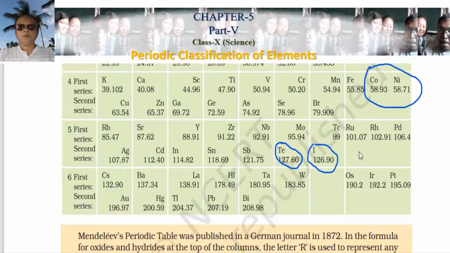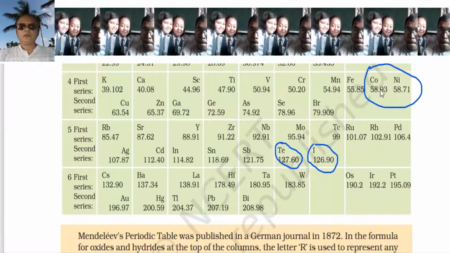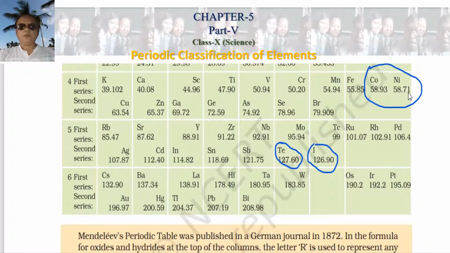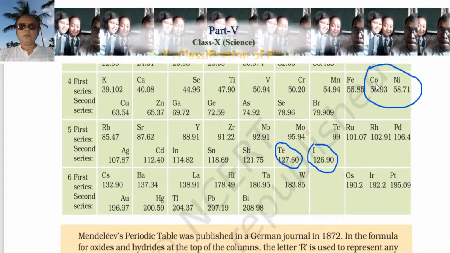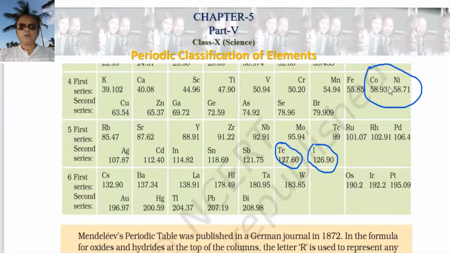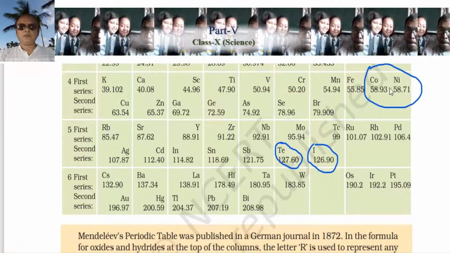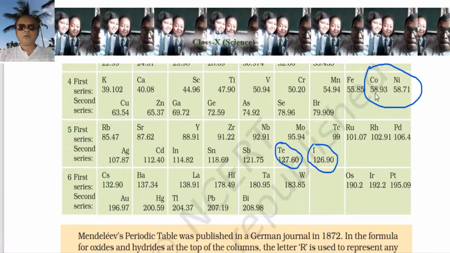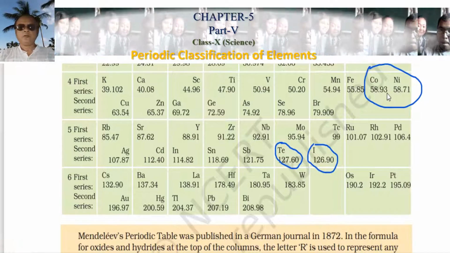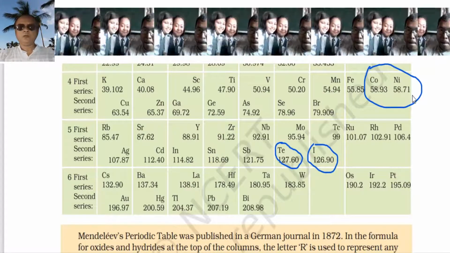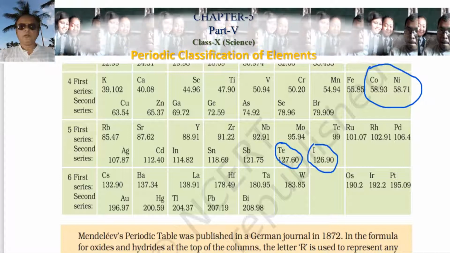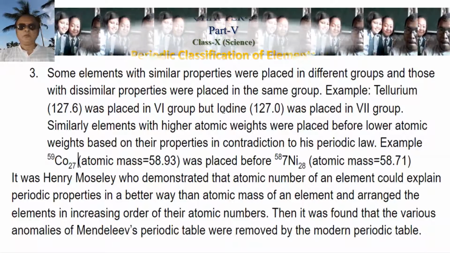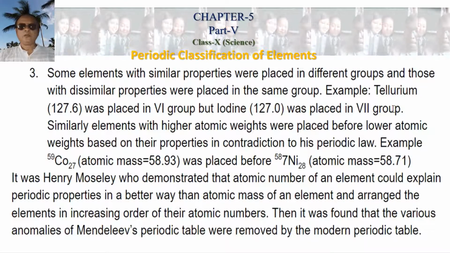Similarly, the atomic mass of cobalt is 58.93 and nickel is 58.71, which is less than cobalt. So the atomic mass of cobalt is more than nickel, but nickel is placed after cobalt. So there is a confusion here also. It was not periodic. It contradicts the periodicity of Mendeleev's periodic table. So iodine, 127, was placed in group 7.